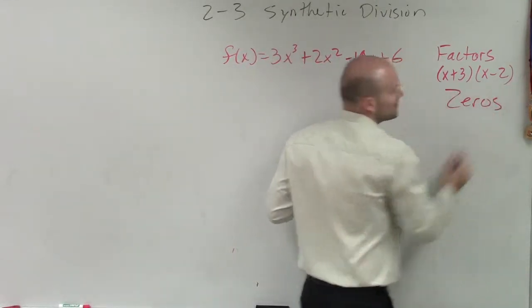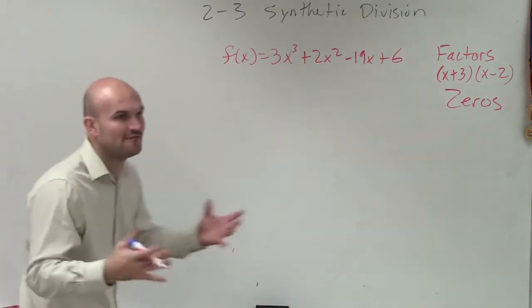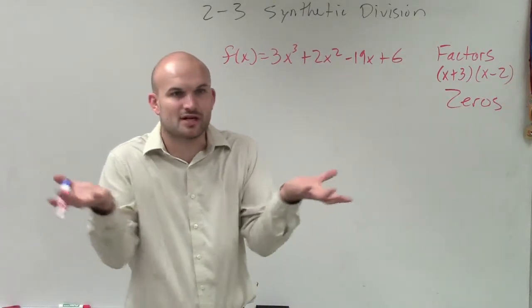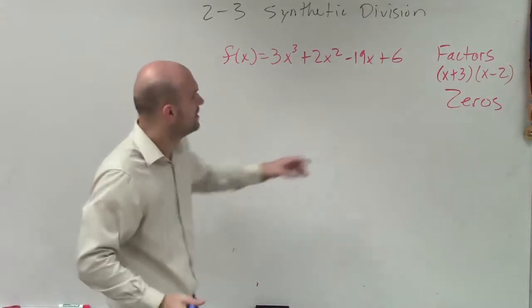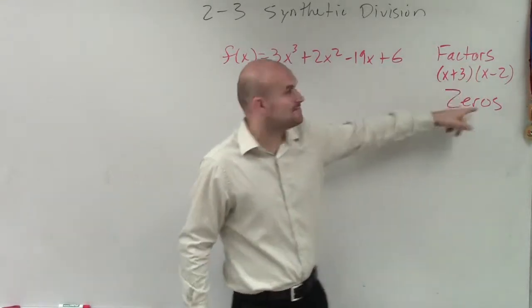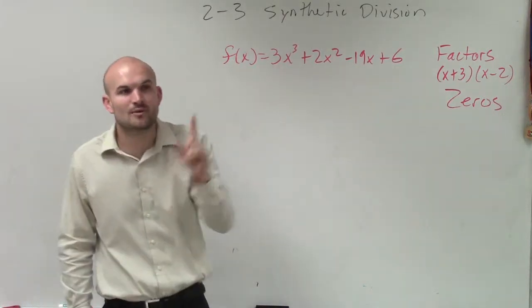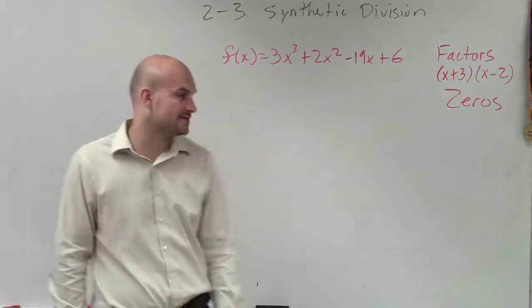Zeros. Exactly. Once we have our factors, we create our zeros. But remember, what do we do with our factors to get our polynomial? Multiply, right? They're the product. However, does x plus 3 times x minus 2 give us this polynomial? No, this is to the third power. So guess what? We need to include one more factor.